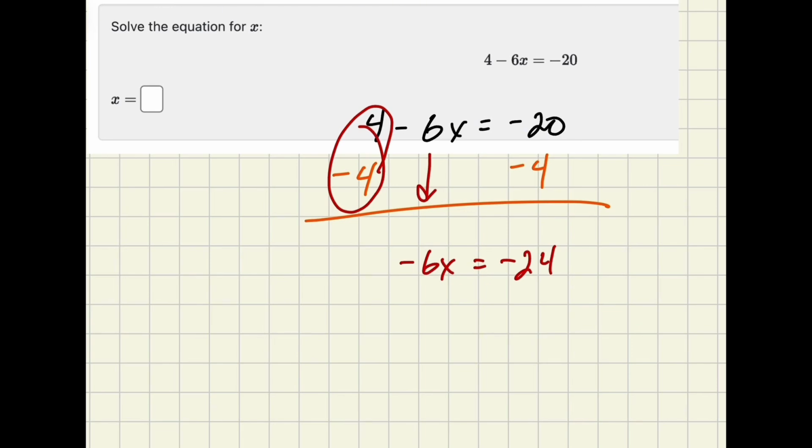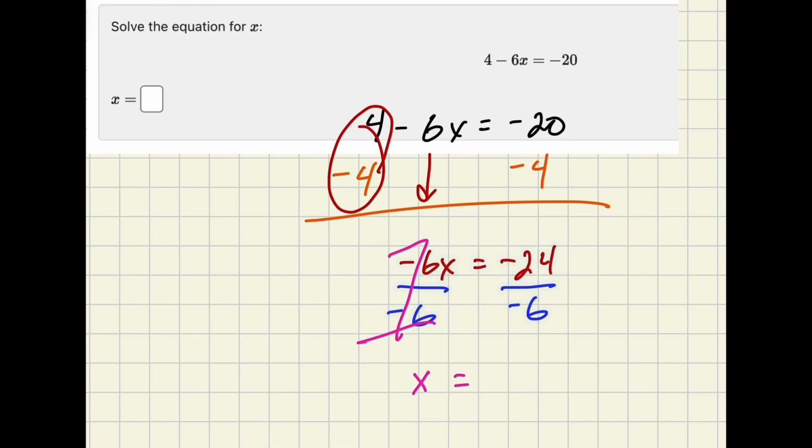So one step, negative 6 times x, the opposite of times, or multiply. Negative 6 multiplied by x equals negative 24. The opposite of multiplying by a negative 6 is simply dividing. And what we do to one side, we always do to the other. Divide by a negative 6. And I'm left with negative 6 divided by negative 6 is 1, right? Same number divided by same number is always 1.